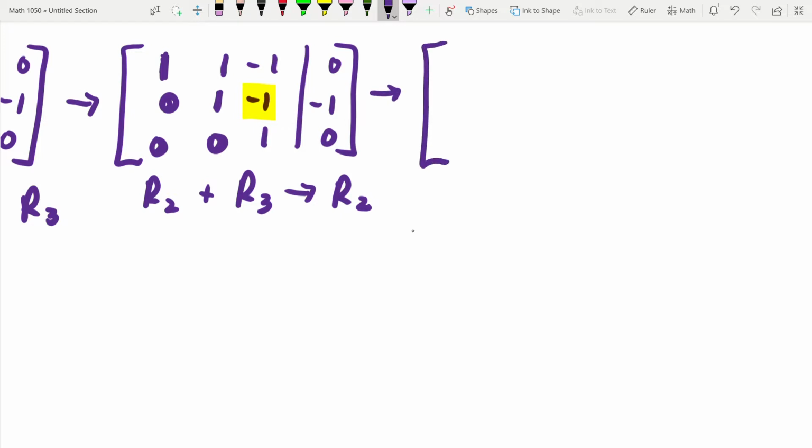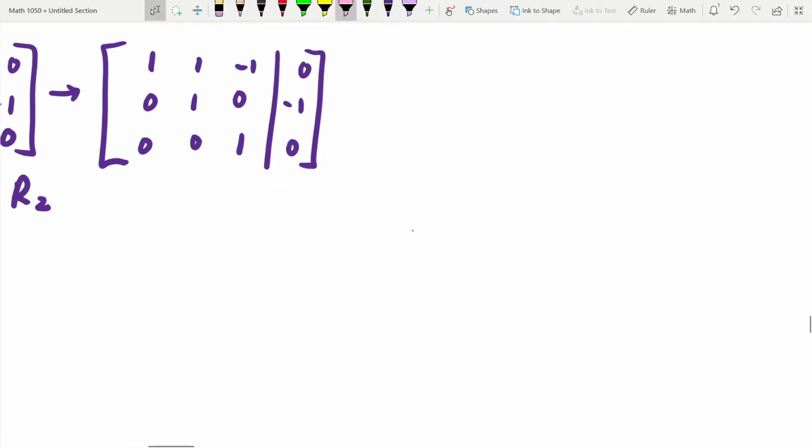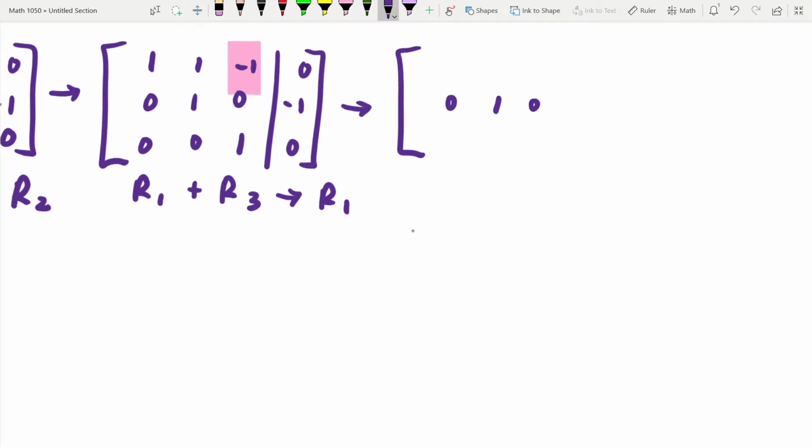Okay, so row 1 doesn't change. Row 3 doesn't change. Add row 2 and row 3 together, and I get 0, 1, 0, -1. The next thing I need right here is a 0. I'm going to use row 1 and row 3. So I'm going to take row 1, add it to row 3, and that becomes my new row 1. So row 2 doesn't change.